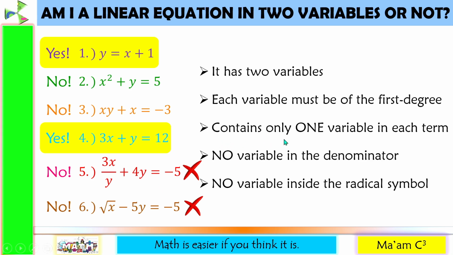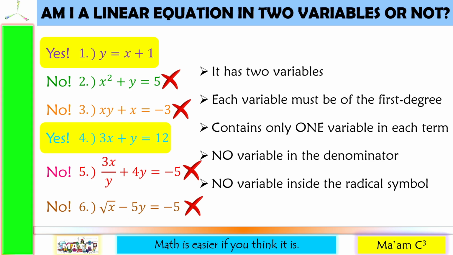Next, contains only one variable in each term. There are two variables in this term. That's why this is not. Next, each variable must be of the first degree. The degree of this variable is 2, not 1. That's why this is not. And it has two variables. Actually, all of this has two variables.